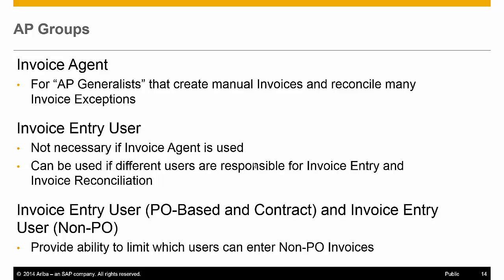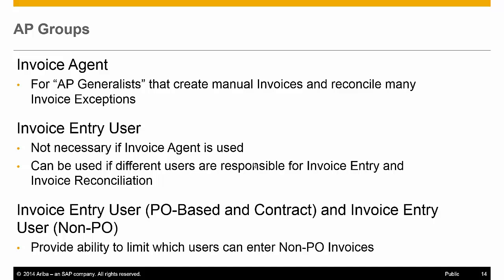Their second key function is when an invoice comes in and it goes through the reconciliation process, if we've detected any discrepancies, many of these discrepancies out of the box will route to the invoice agent group for processing and handling. So it's up to the invoice agent to decide what to do with those invoices which have discrepancies.